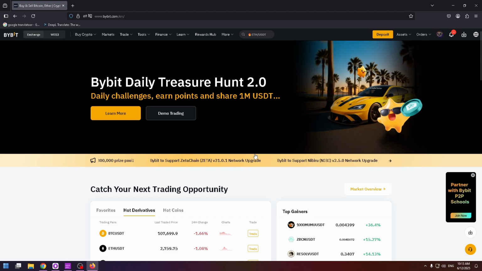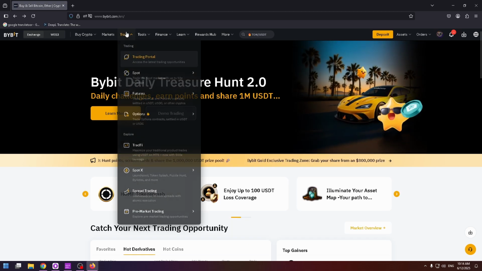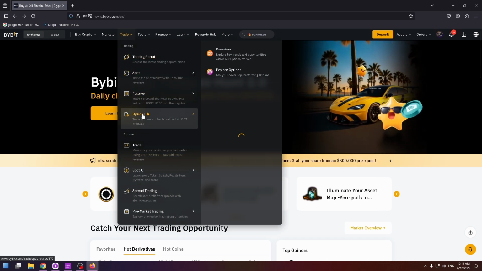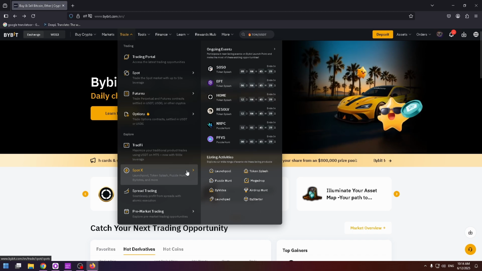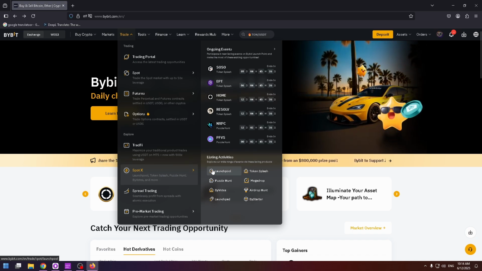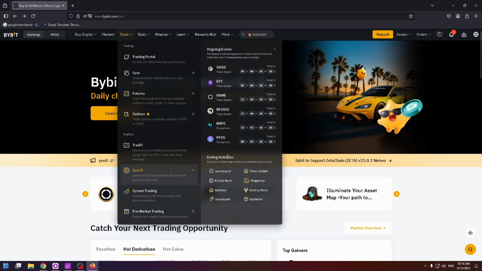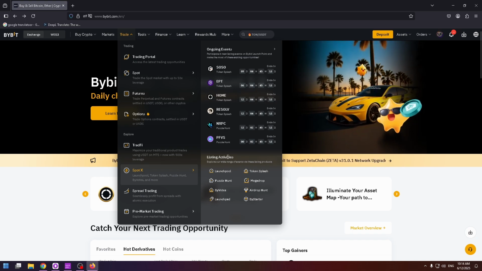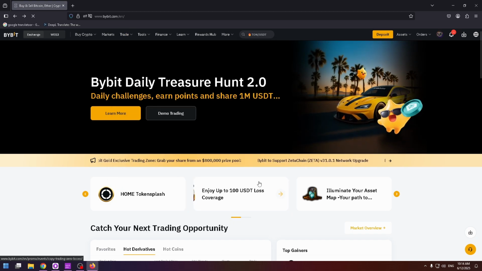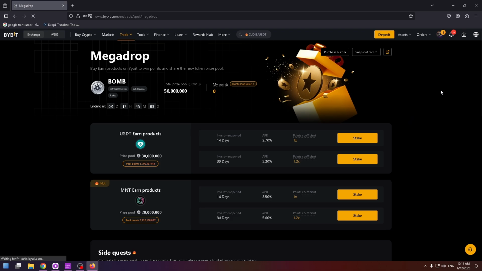So let's get started. First of all, hover your mouse over trade at the very top and now find here spot X. Okay. And then you will see ongoing events and listing activities. And right here you can find Bybit Megadrop. So let's click on it. Here's the Megadrop page. So the essence is very simple.